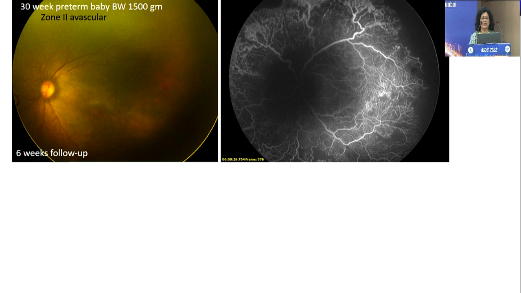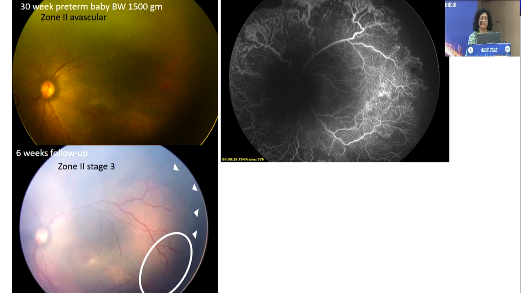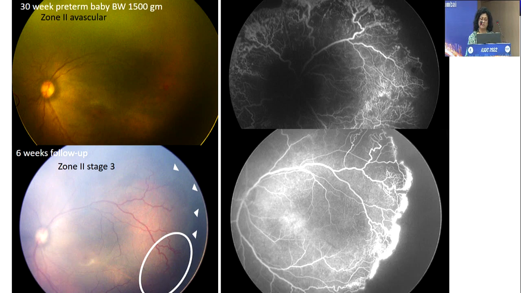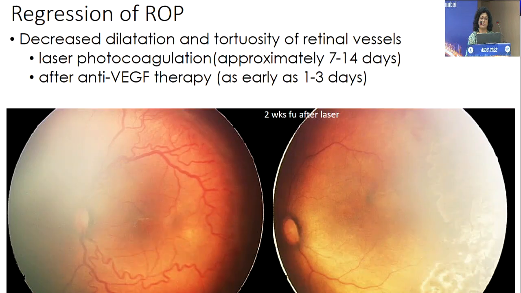We do fluorescein angiography to see whether this patient has flat neovascularization. We are missing, but there's no flat neovascularization. The patient progresses, and you start seeing neovascularization. Just to document, we did fluorescein angiography, which is showing leakage here. So this is aggressive ROP, which you have to treat.